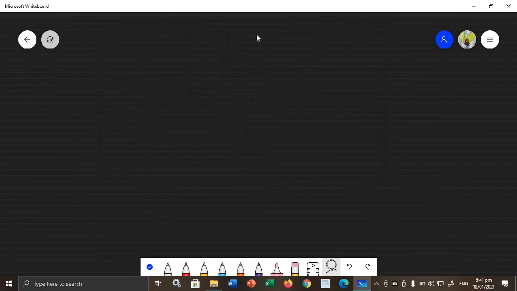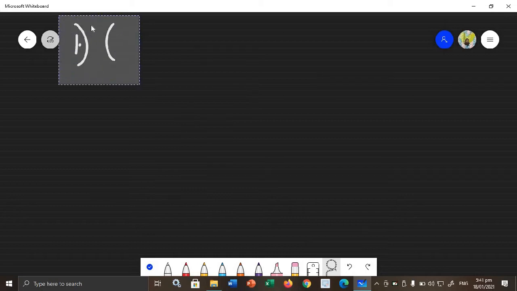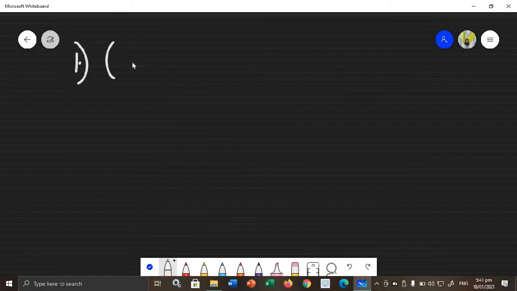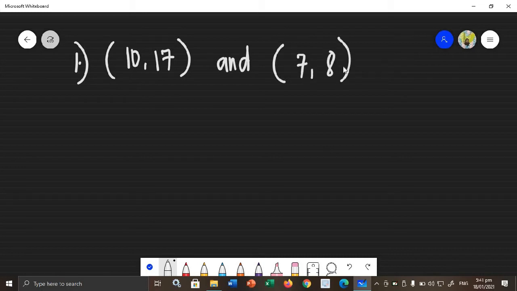To understand how to apply this formula, let us solve for the slope in example number 1. Let's say we have two ordered pairs, diba? 2 points yung given. Let's say I have (10, 17), and the second ordered pair is (7, 8). So, how can we find the slope if the given are ordered pairs? Kung di na-graph yung given, paano na natin isosolve yung slope?